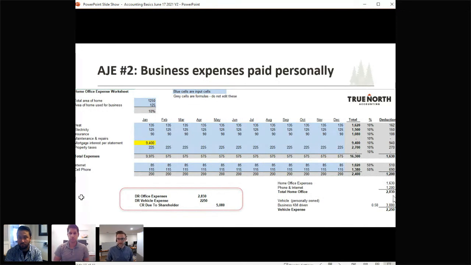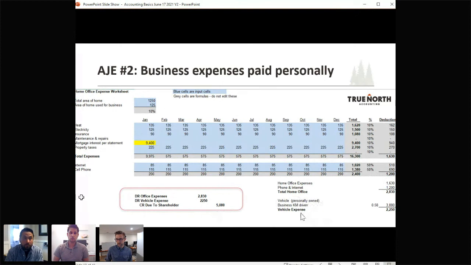$2,830. You can see in this journal entry, debit office expenses, so we're increasing office expense in the company, $2,830. And then the other side of that amount is in that due to shareholder, because you personally are paying for all those expenses. So now you're getting credit. The company can pay you that back, and it's not taxable income.